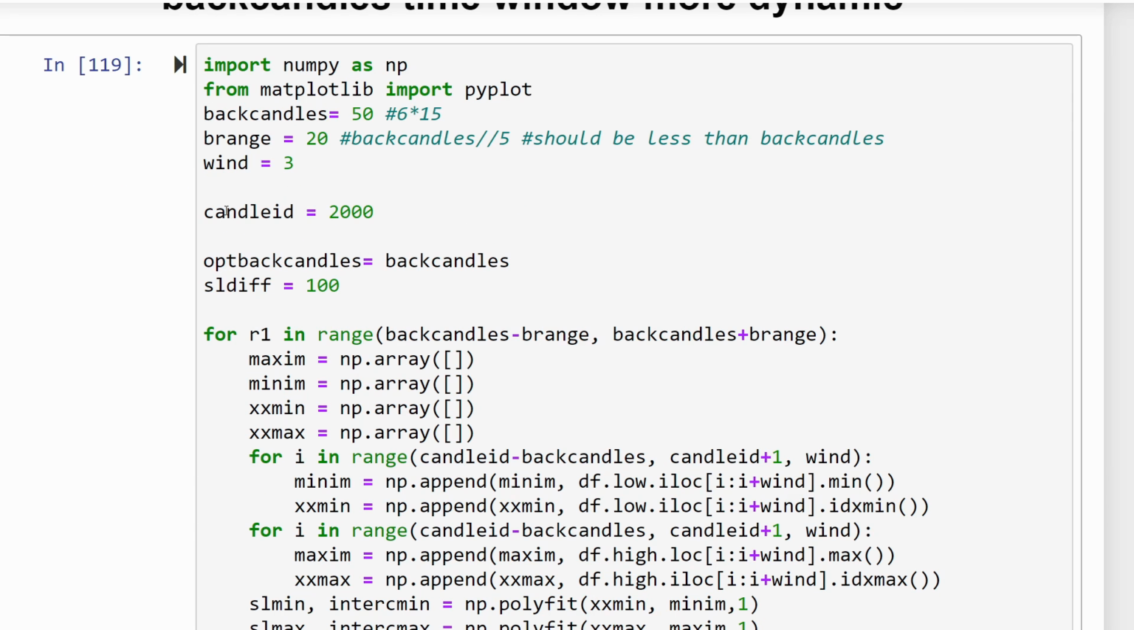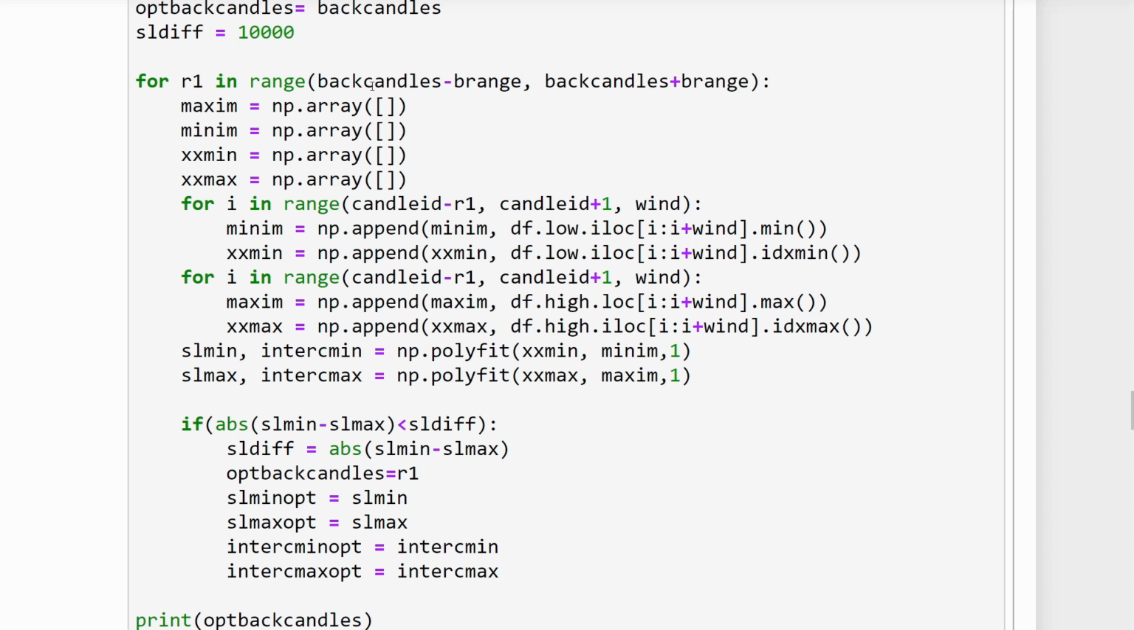So the way we are doing this is I have my candle ID, I have my window, which is equal to 3 for the moment. Then I have a parameter called optimized back candles, which at the moment is equal to back candles. And we have the slope difference between the maxima slope and the minima slope. So at first I'm putting it equal to 100. It's just a random number. It has to be something larger than what we could achieve. Now for R1, going between back candles minus B range up to back candles plus B range, we're going to define the 4 NumPy arrays, the maxima, the minima, as well as the indexes of minima and maxima.